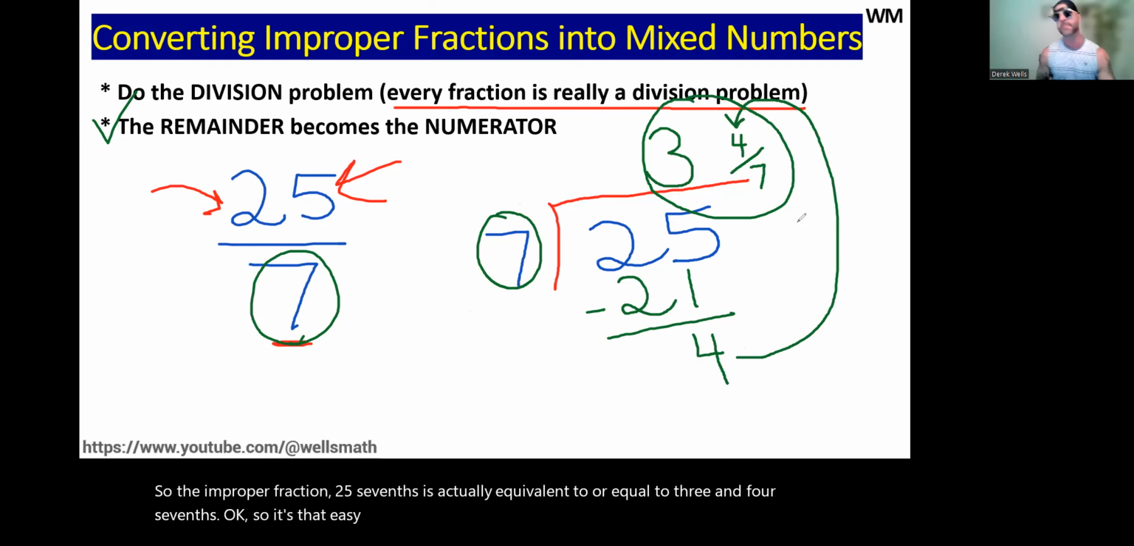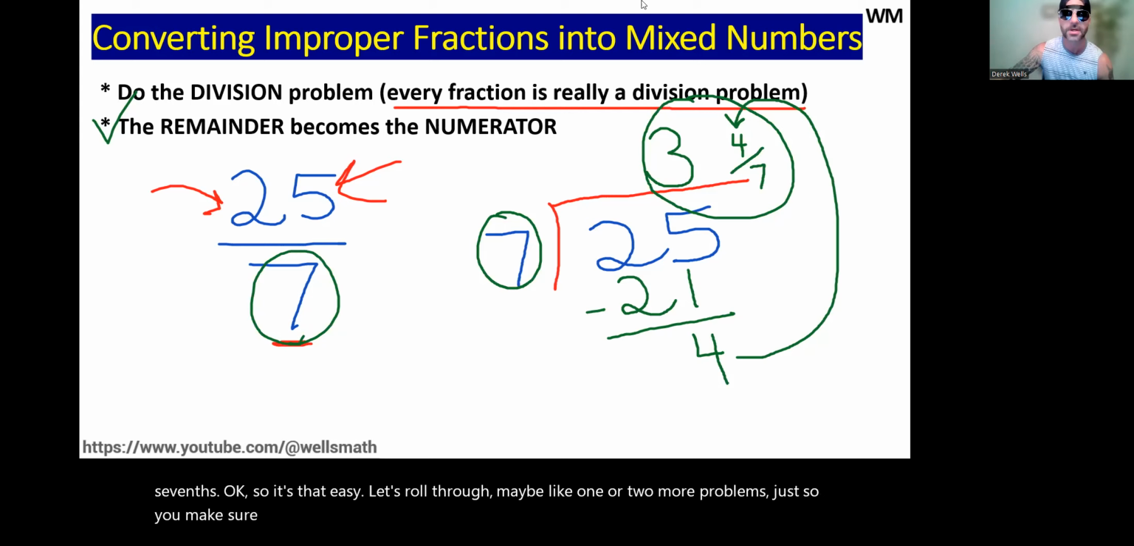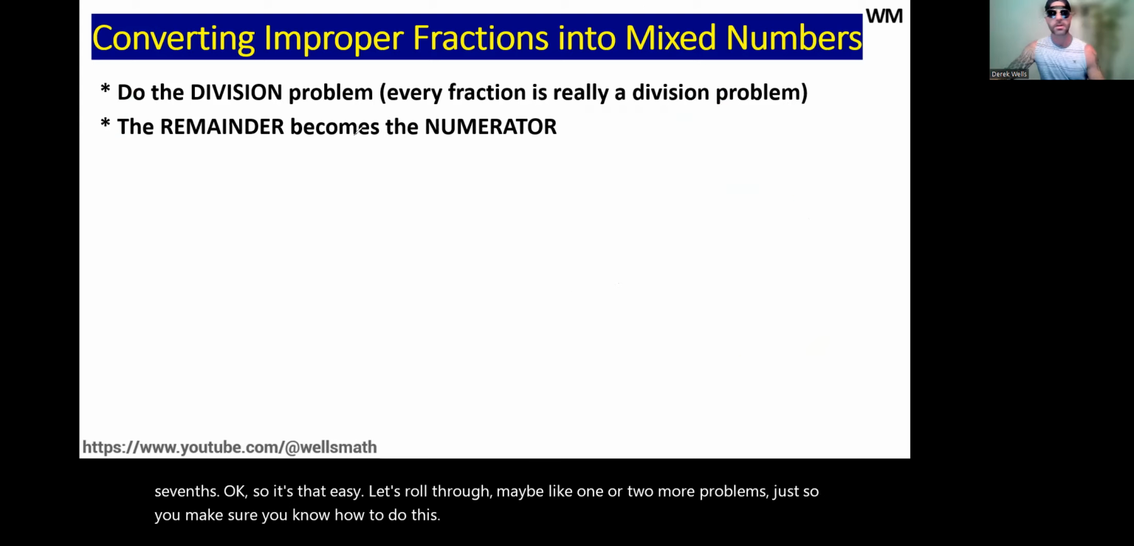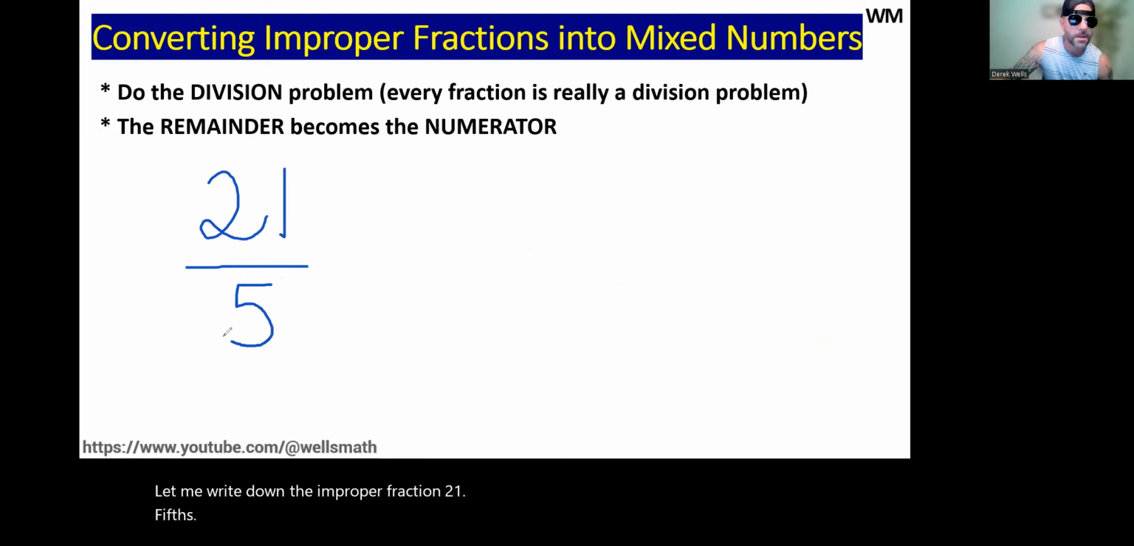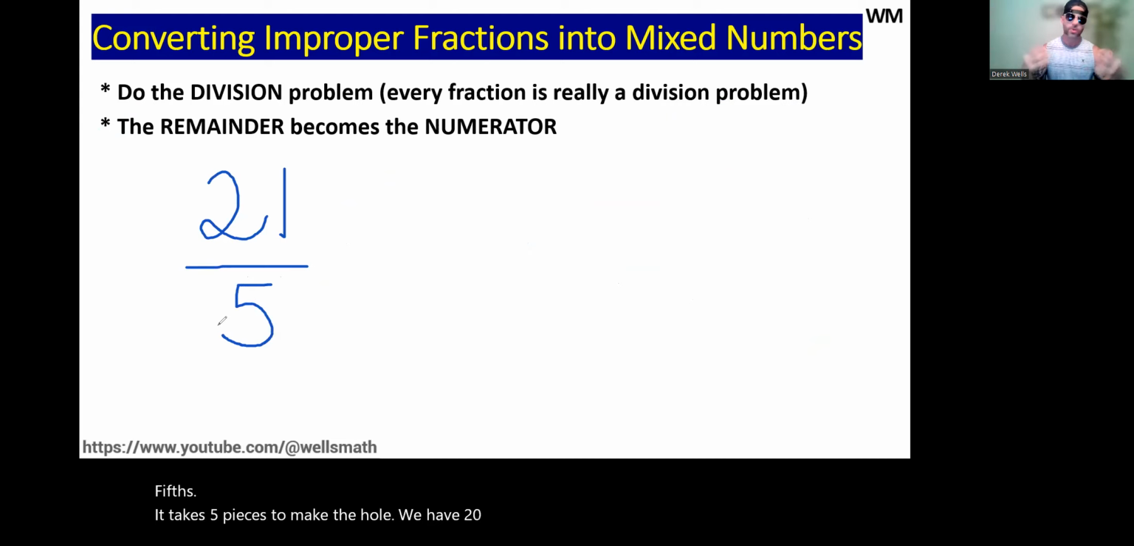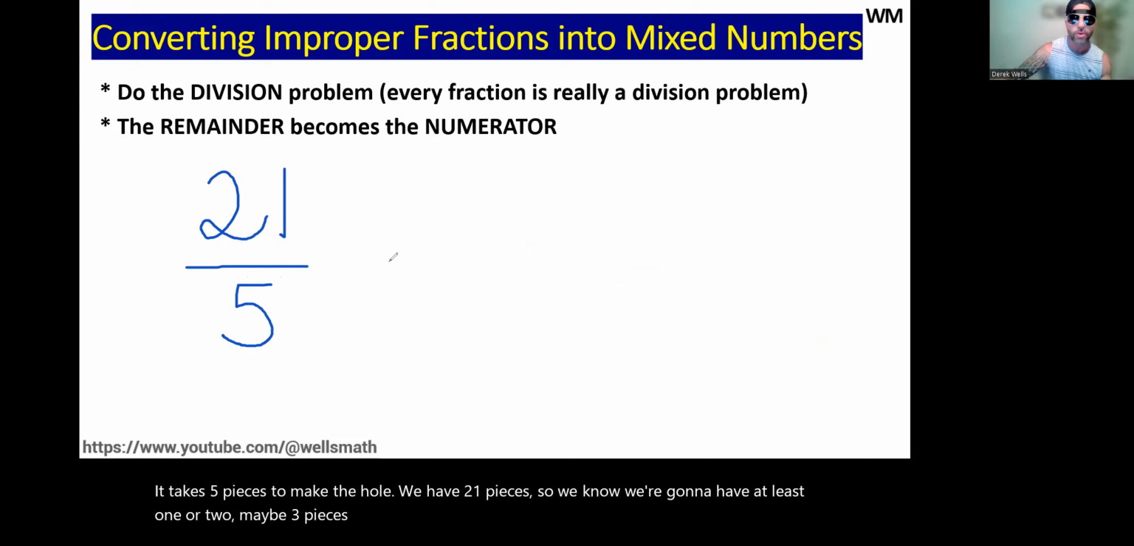Let's roll through maybe 1 or 2 more problems just so you make sure you know how to do this. Let me write down the improper fraction 21 fifths. It takes 5 pieces to make the whole. We have 21 pieces, so we know we're going to have at least 1 or 2, maybe 3 wholes in this improper fraction.